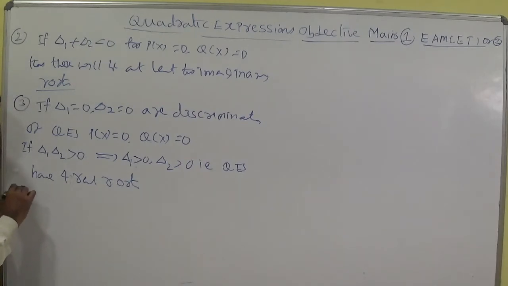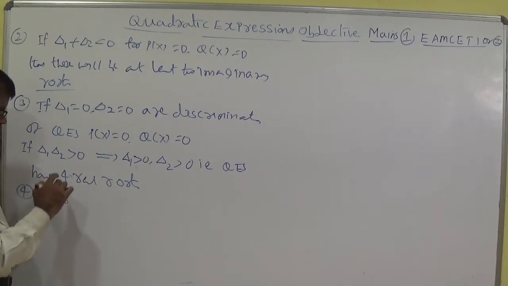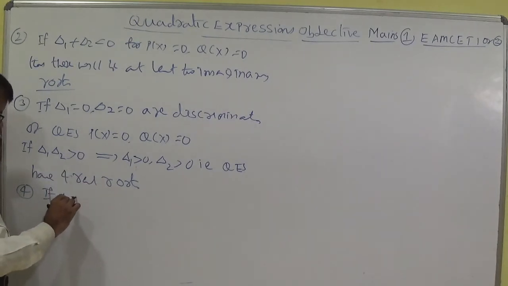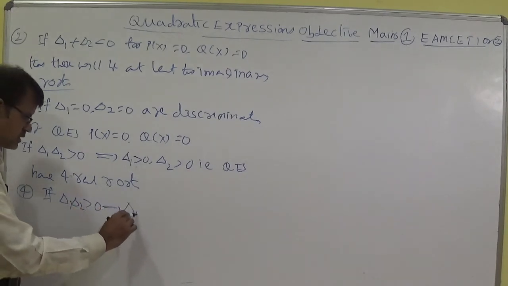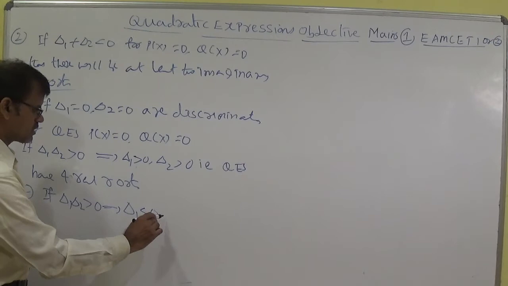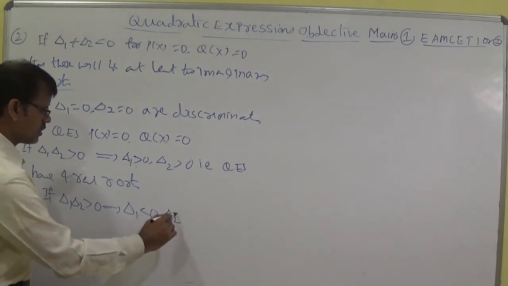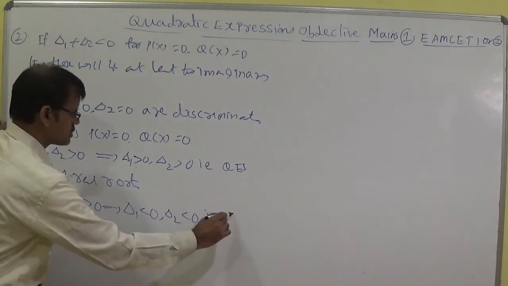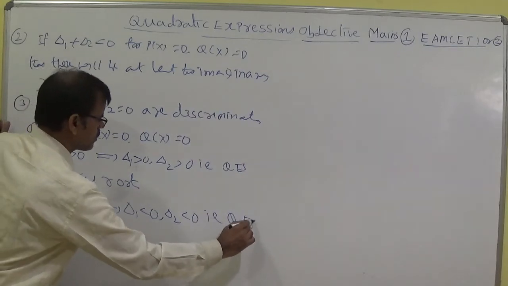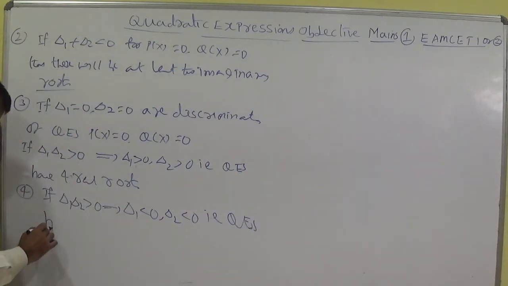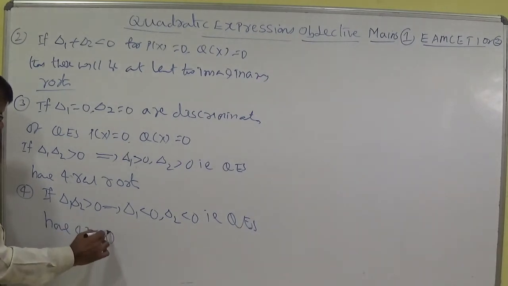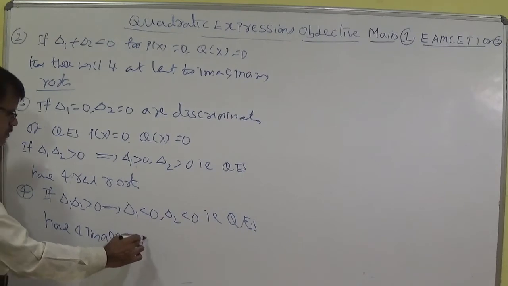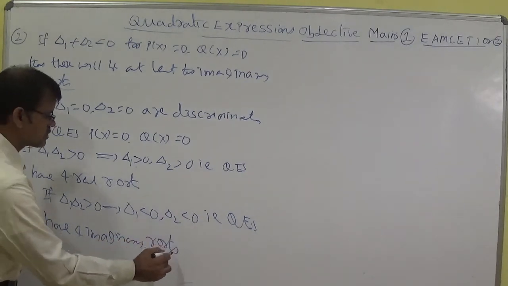Next, in a similar way, there is a chance, I am saying, delta 1, delta 2 greater than 0, such that delta 1 less than 0, delta 2 less than 0. Then what will happen? Q will have 4 imaginary roots.